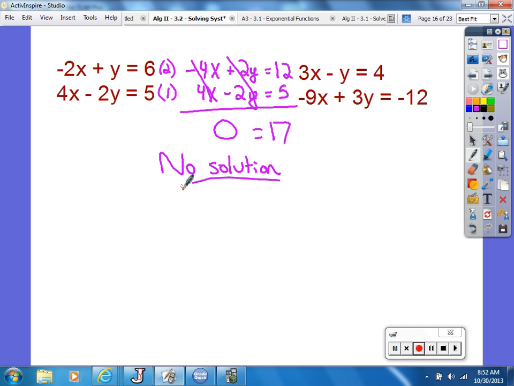Now here's the best part about a no solution. That means no checking either. Okay? No, you don't need a sentence because it's not a word problem. Go ahead and try the other one at this time.